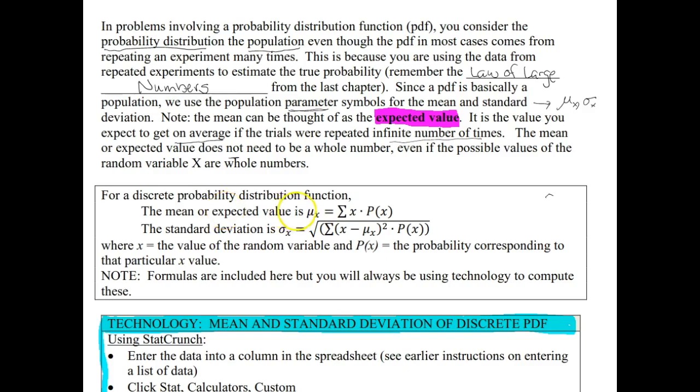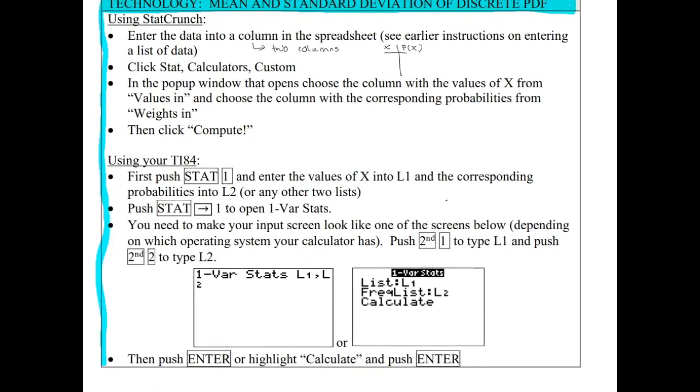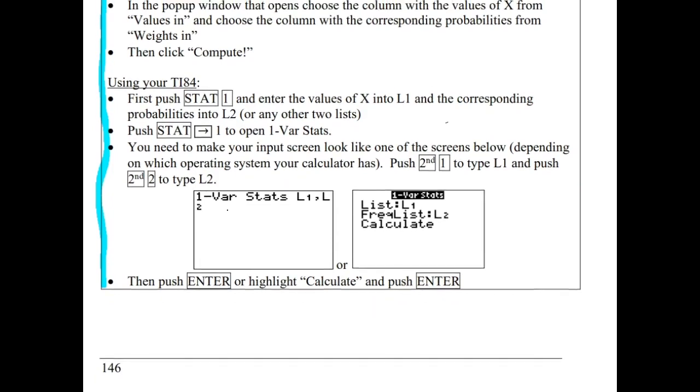Now, for a discrete probability distribution, there are formulas to compute the mean and standard deviation. I'm not going to highlight those here because we are not going to be using these formulas. We're going to be using technology to compute these things. These formulas are included so that we know what's being computed when we use the technology, but we're not going to actually use them. For most of these problems, we're just going to use our calculator because that's what we're going to have available for exams and for the departmental final.